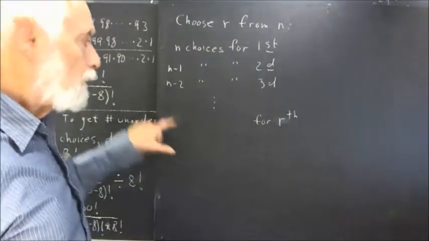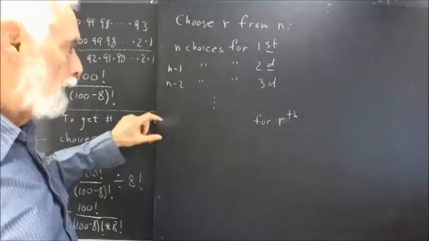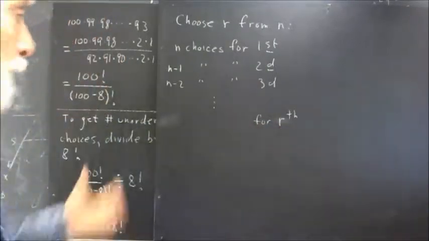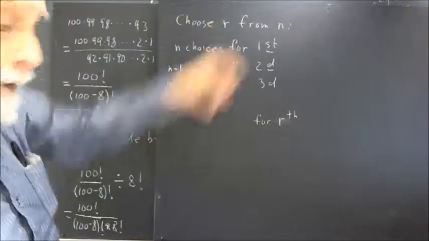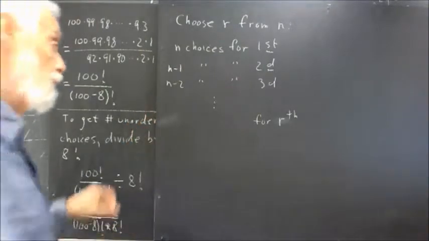Now, how many choices are we going to have for choice number R, for our rth choice? How are we going to write that in terms of N and R? You should pause and think about that, but I'm going to go on.